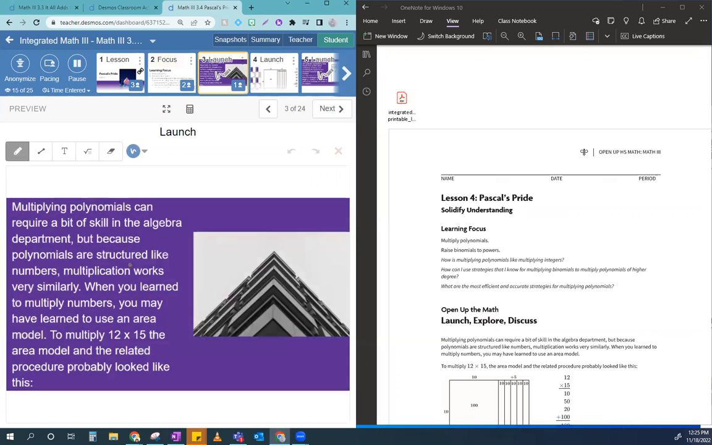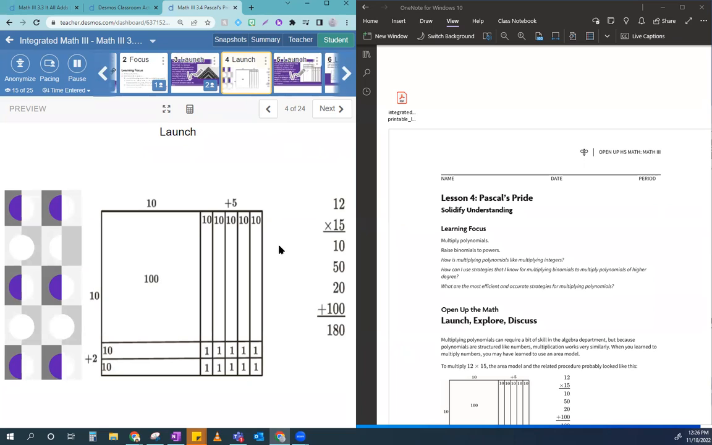Okay. So multiplying polynomials can require a bit of skill in the algebra department, but because polynomials are structured like numbers, remember we say, if it works in number land, it works in polynomial land or algebra land. Multiplication works very similarly. When you learn to multiply numbers, you may have learned to use an area model to multiply 12 times 15, the area model that related to this procedure that looks like this. Now, for those of you who've never used the area model, look for the 12 here, right? And you're like, oh, there it is. So it's 10 plus 2. So we're separating out the place values, 10 and 2.